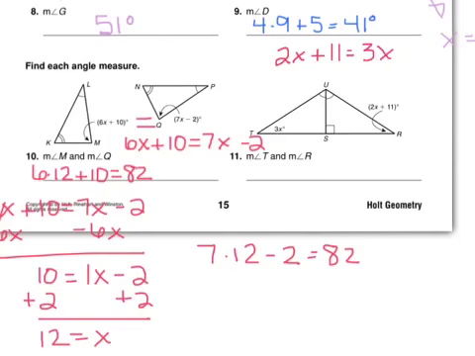Yeah, this is actually going to be really easy. Subtract the 2x, and 11 equals 1x. So x is 11. Now I want to find angle T and angle R. Plug them back in. So angle T would be 3 times 11, which is 33. Angle R would be 2 times 11 plus 11, which is also 33. They both should be 33.